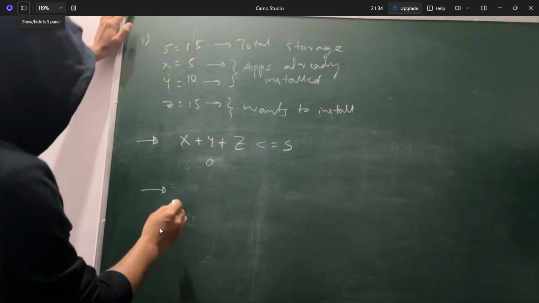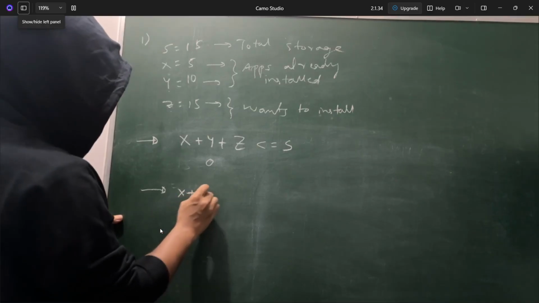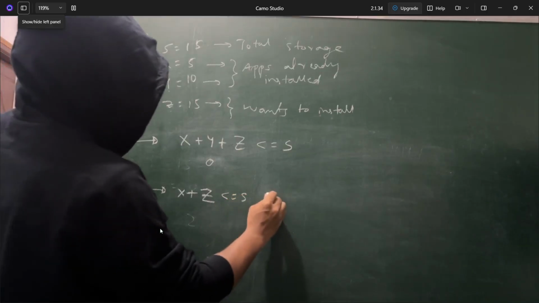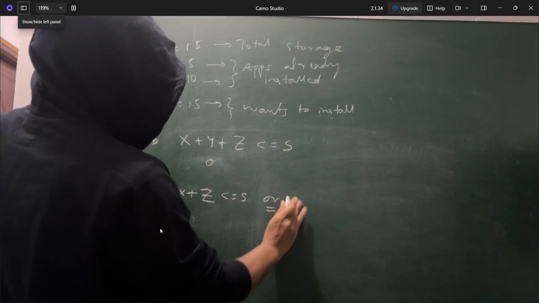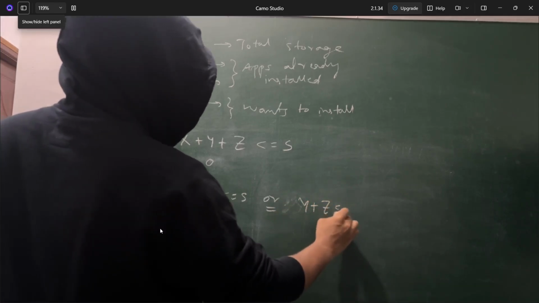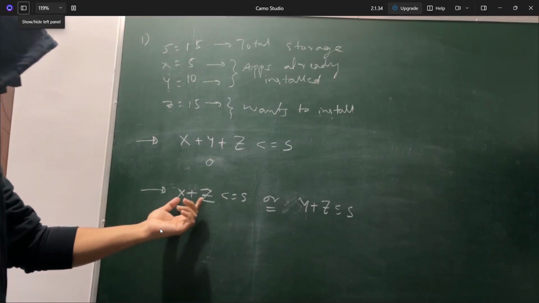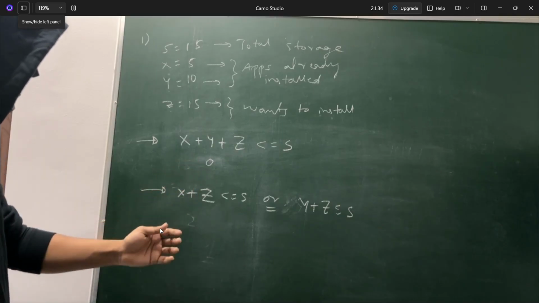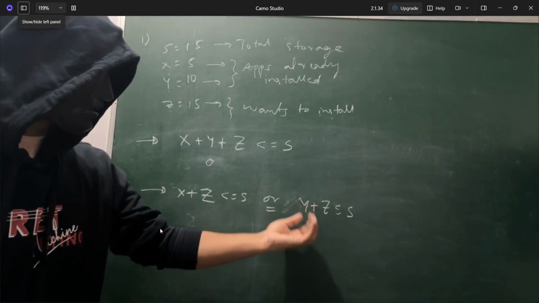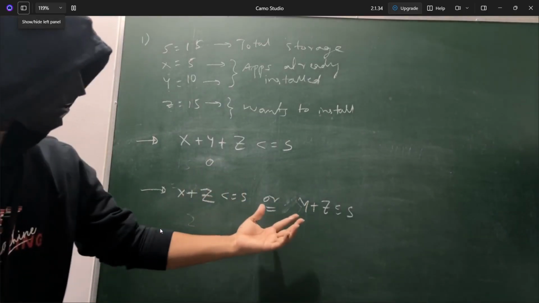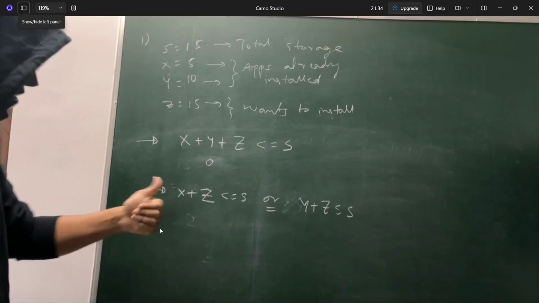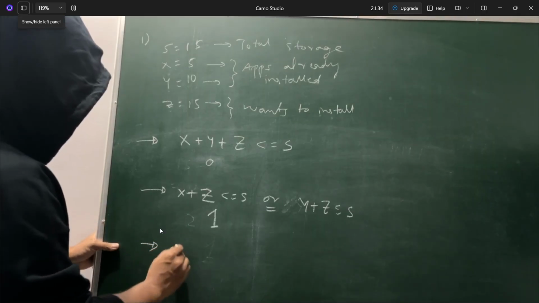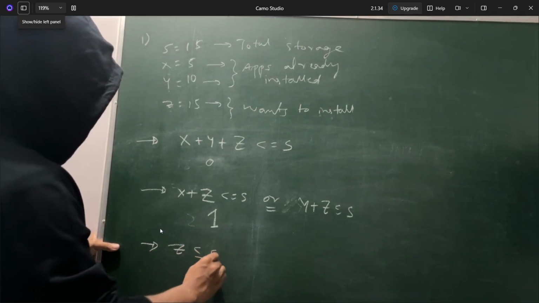One more case will be if, let's say, X plus Z, because he wants Z on his phone, is less than or equal to S, or Y plus Z is lesser than or equal to S. X plus Z less than or equal to S means you have deleted the Y app, and Y plus Z means you have deleted the X app. So if either of these two conditions is met, you are deleting one app, so in this case you will have to output 1.